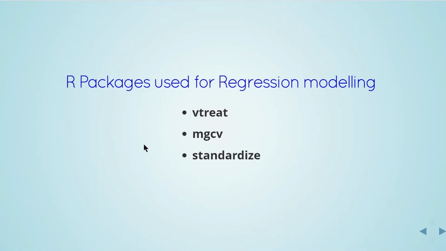Okay. So the R packages used in the regression modeling were vtreat, primarily for the cross-validation, because there were very few data points, and I used K-way unstratified cross-validation. mgcv, because I used GAM modeling. And then standardize, I used it just to check if standardizing variables would actually help.